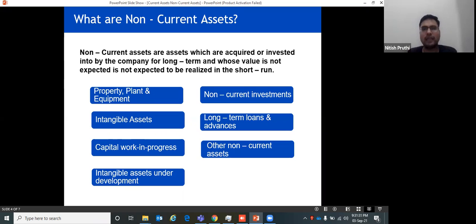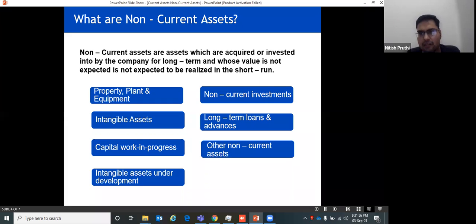So we have to go into something technical, and we have to understand the conceptual background behind non-current assets. Non-current assets are assets which are generally acquired or invested by the company for a longer period of time. As mentioned, in current assets the time period is shorter, 4, 5, 6 months, but up to 12 months, or the general business operating cycle.